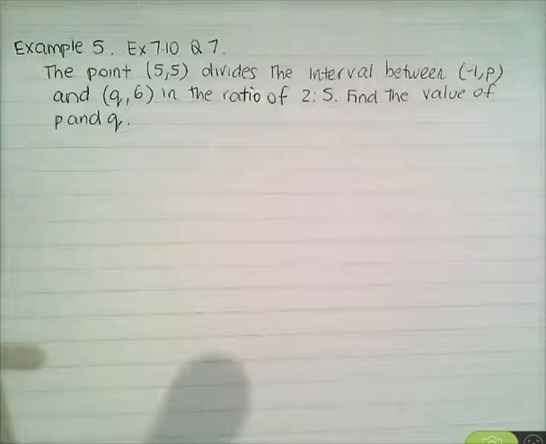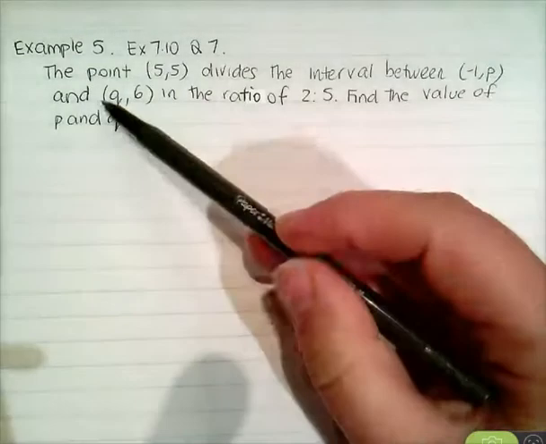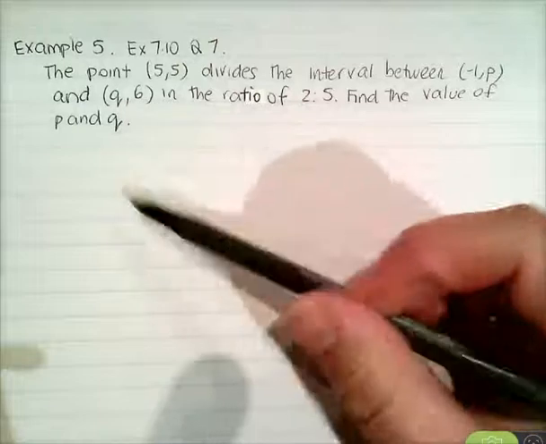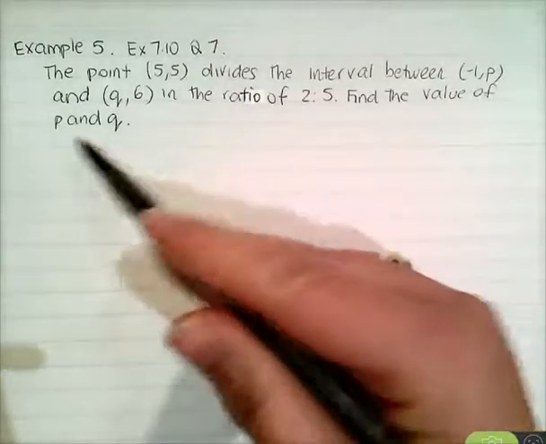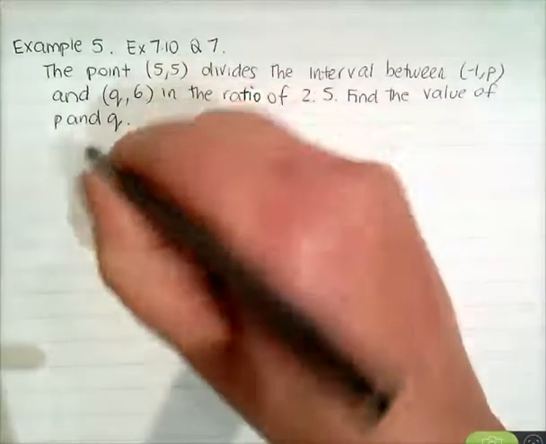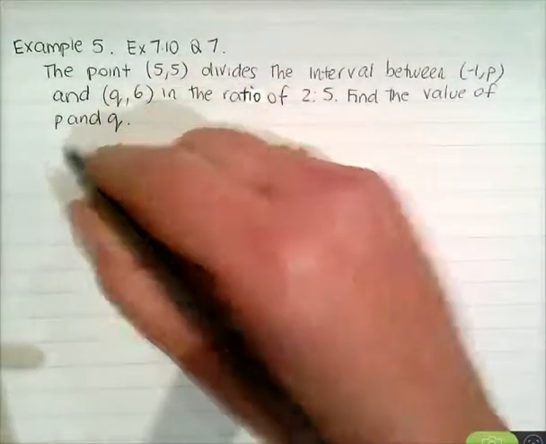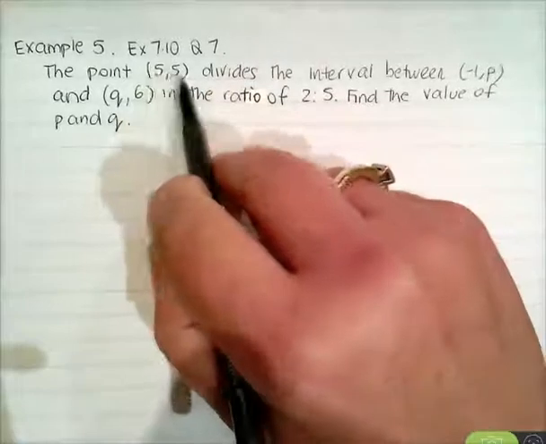Now for example 5, and this is from exercise 7.10 again, question 7. Now it says the point 5, 5 divides the interval between negative 1, p and q, 6 in the ratio of 2 to 5. Find the values of p and q. Again, writing your 2 points in order.